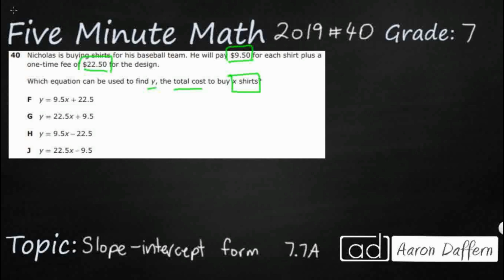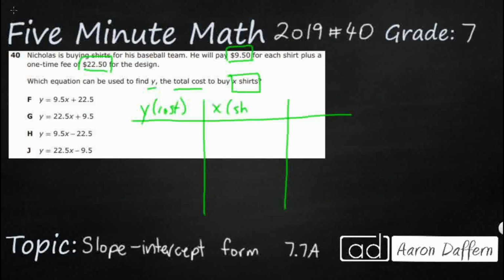And I want to just make a little table. All right, so we have y, which is going to be our total cost. And let's just say we've got x, which is going to be our shirts. And then we've got this one-time fee. We've got to keep that in mind as well. So we're just paying for the fee and paying for the shirts.